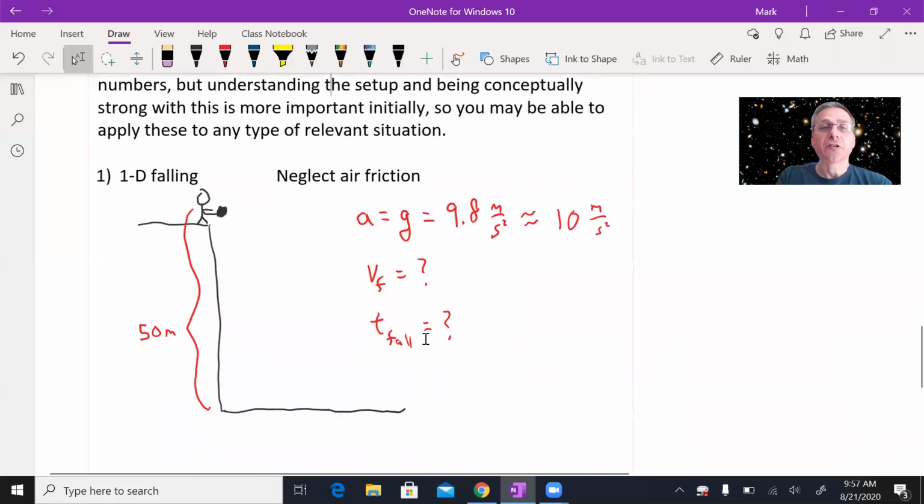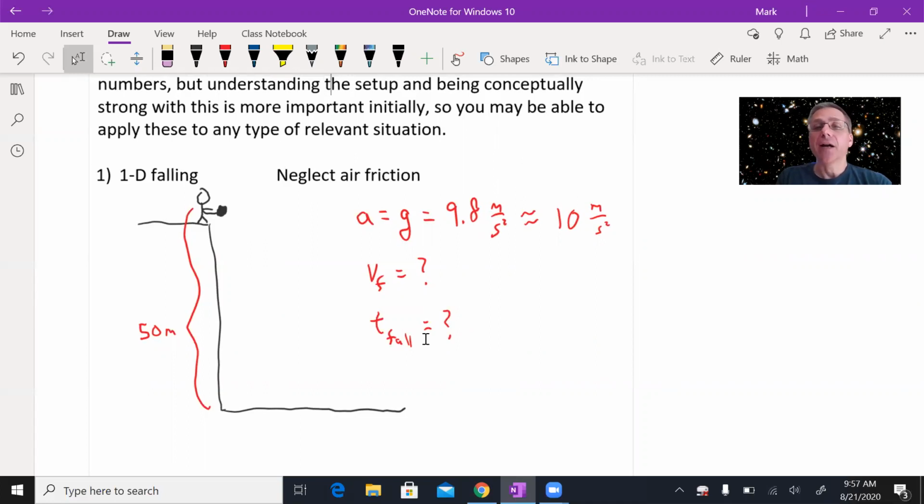Okay, so let's assume that you're just going to drop something heavy, a big rock or bowling ball or something, and we know it's going to fall 50 meters to the ground. Let's use 10 for gravity, just to keep the number simple. And let's say by the time it falls and hits the ground, how fast is it going and how long did it take? How many seconds did it take to fall 50 meters? Those are the two problems.